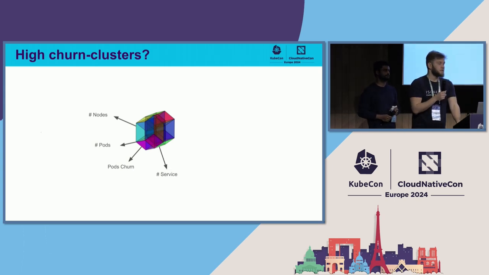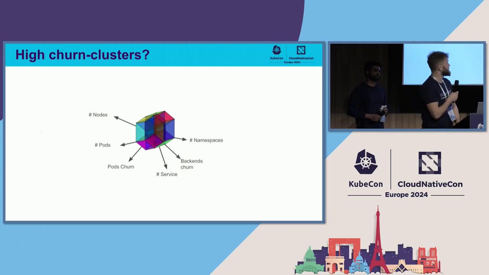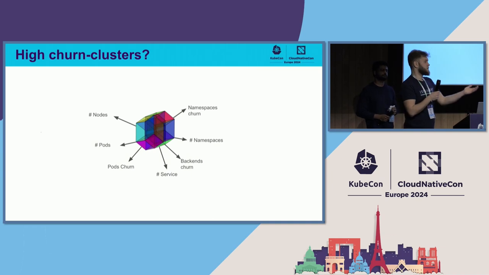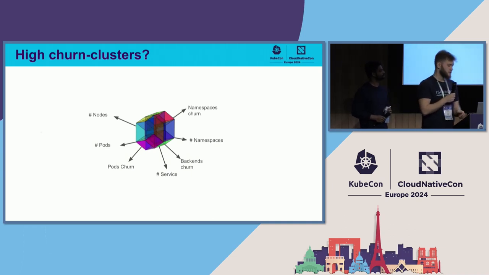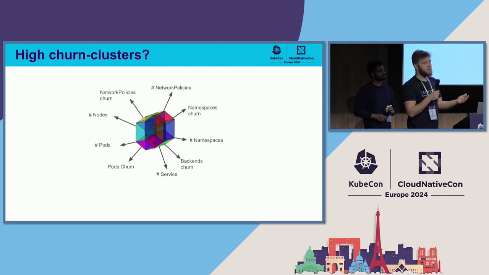Another thing, number of services. Then what's the churn of the backends behind the services? What's the number of namespaces? What's the namespace churn, right? We still need to understand those labels for enforcing network policies. And, you know, network policies and the churn of network policies.